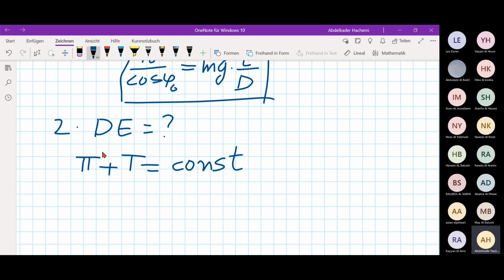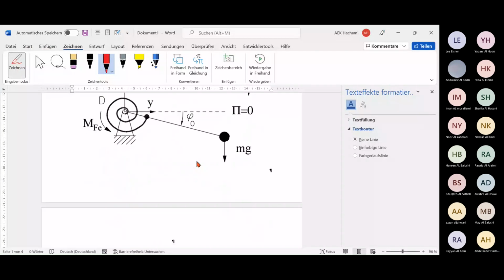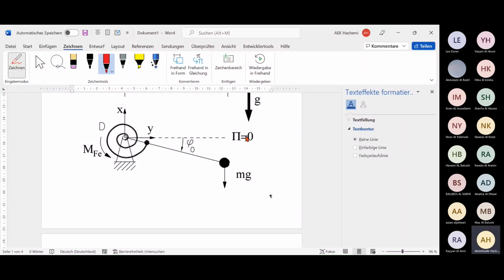Now, we said always before determining the potential for each force, we have to determine the zero level. This is the first step. Now, if we look here, I will take the zero level at this position here, okay? This is P equal to 0.